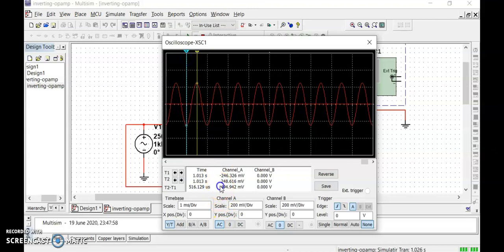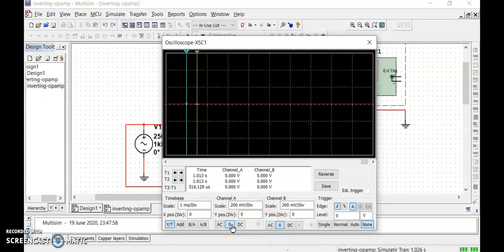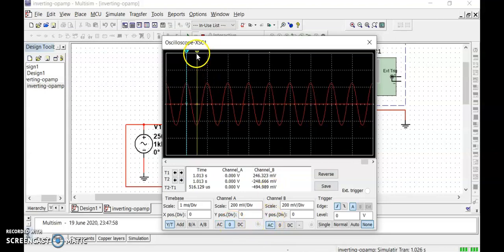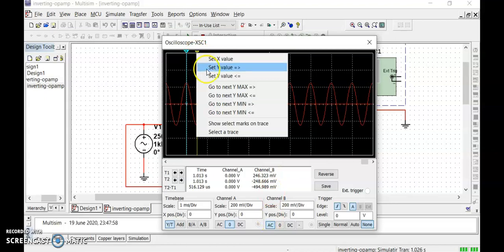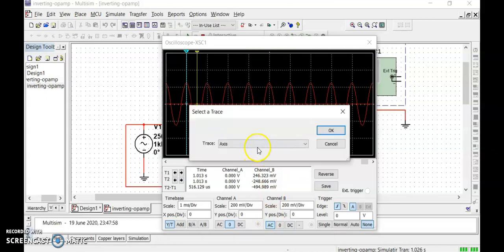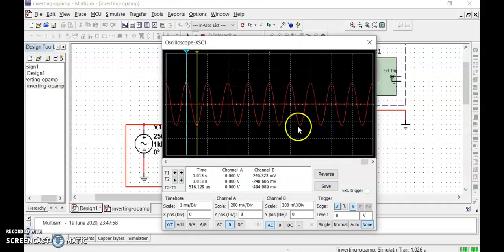Okay, it is showing that it is 494, around 500 millivolts. Now for 500 millivolts, what is our output? For that, I am grounding the input value and enabling the output value. This is my output. For this cursor, we need to select the trace and put it to channel B, AC. The cursor is set to channel B.